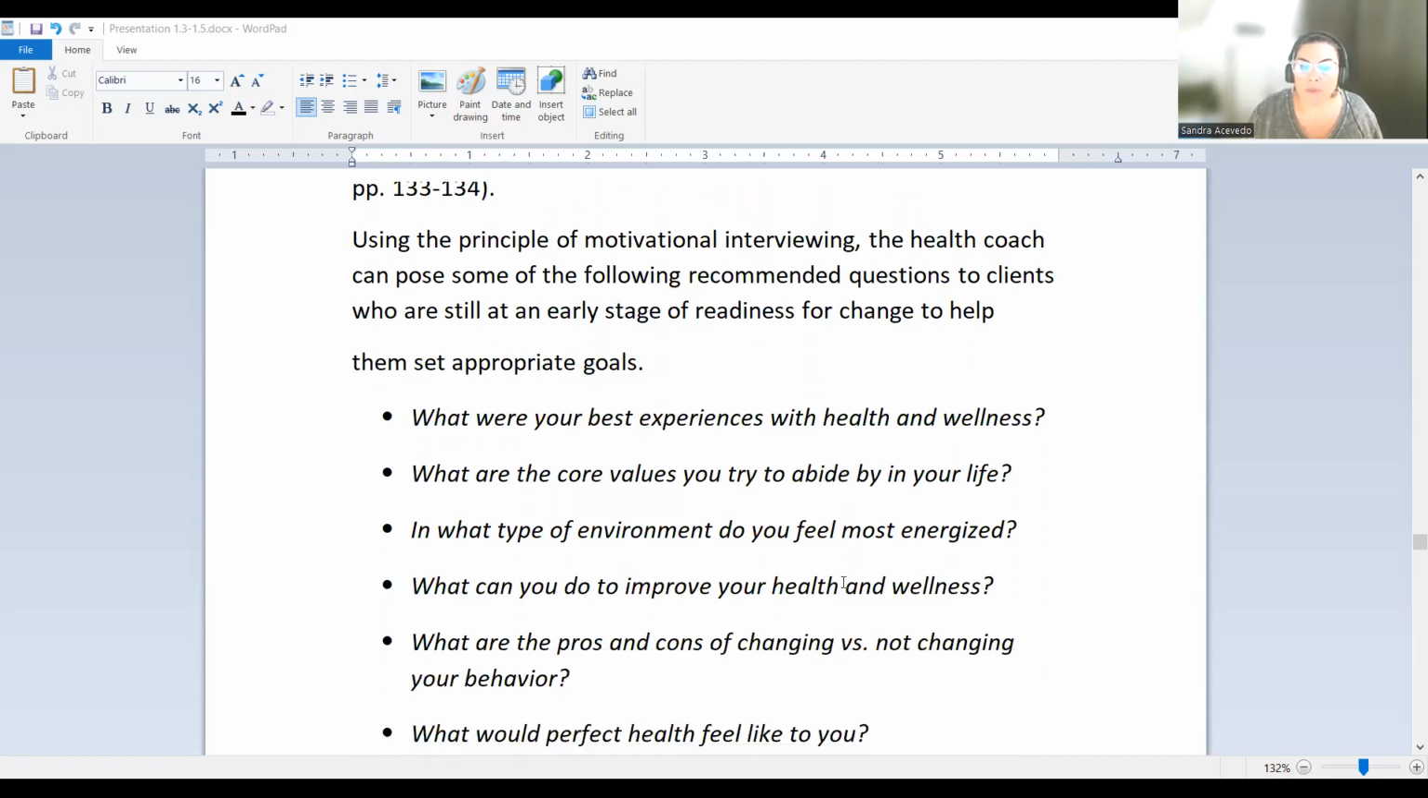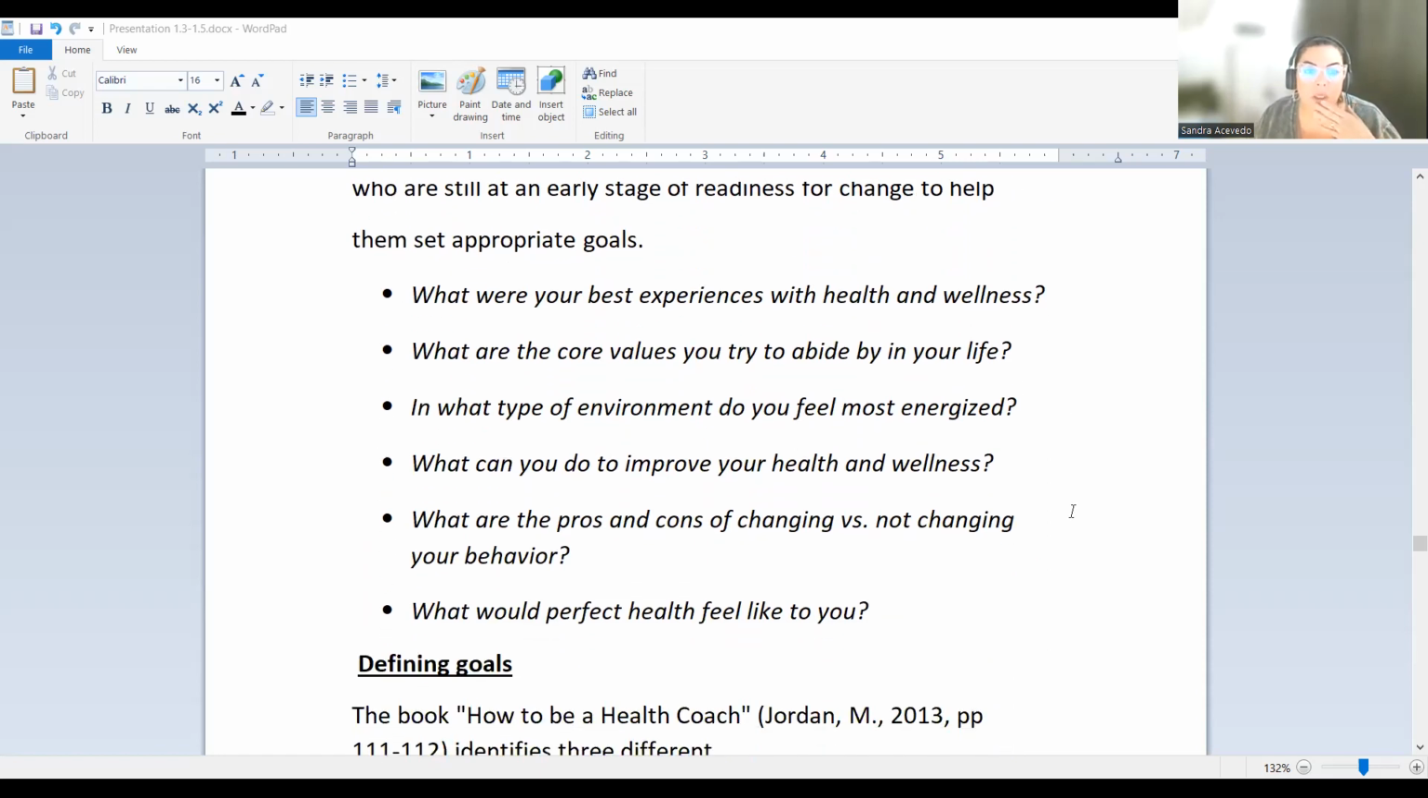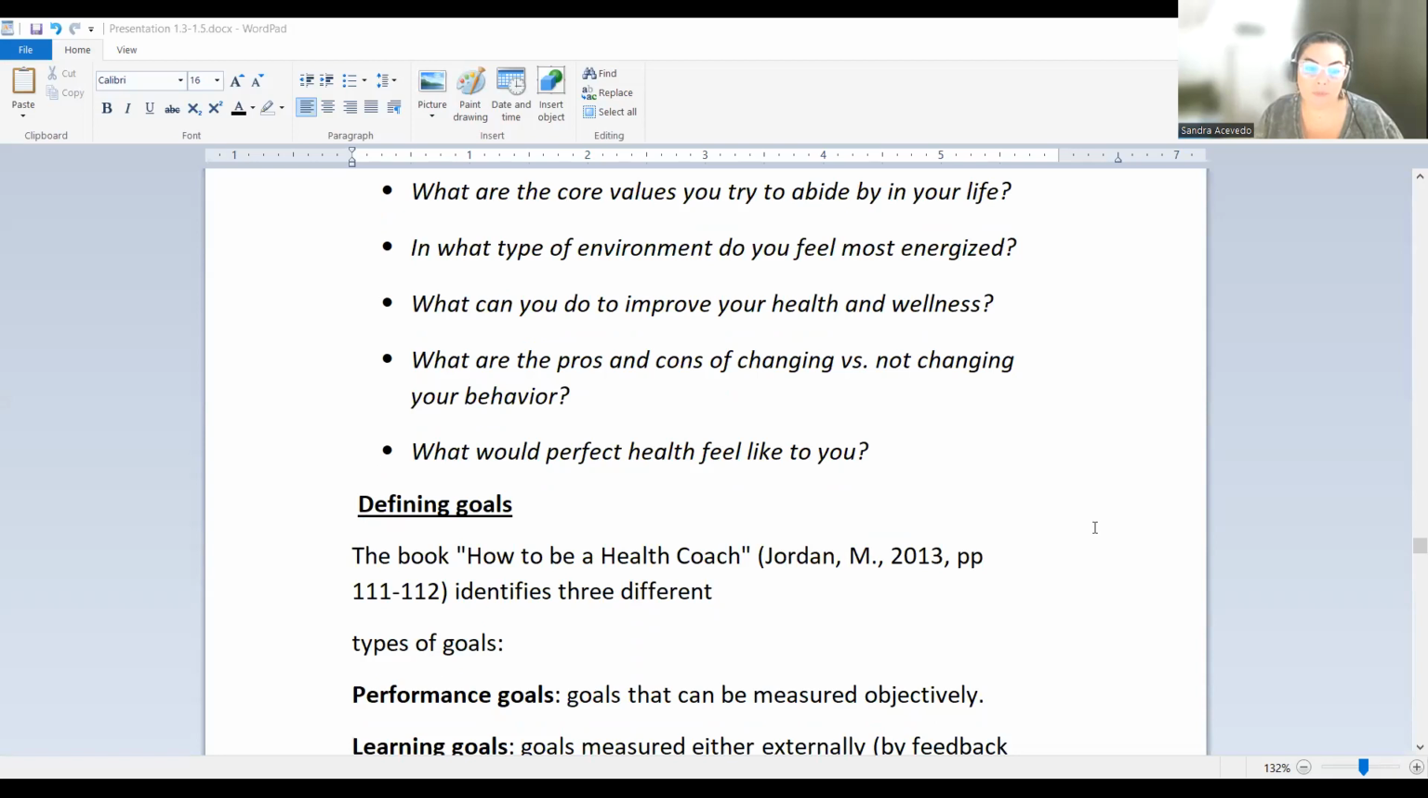Using the principles of motivational interviewing, the health coach can pose some of the following recommended questions to clients who are still at an early stage of readiness for change to help them set appropriate goals. What were your best experiences with health and wellness? What are the core values you try to abide by in your life? In what type of environment do you feel most energized? What can you do to improve your health and wellness? What are the pros and cons of changing versus not changing your behavior? What would perfect health feel like to you?